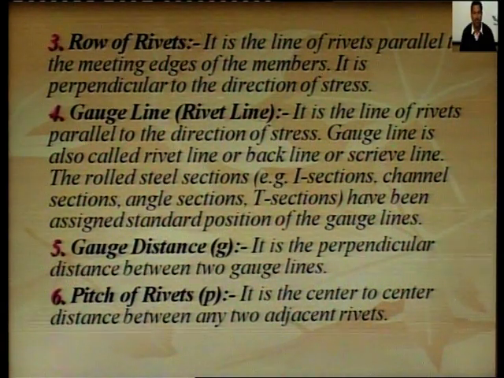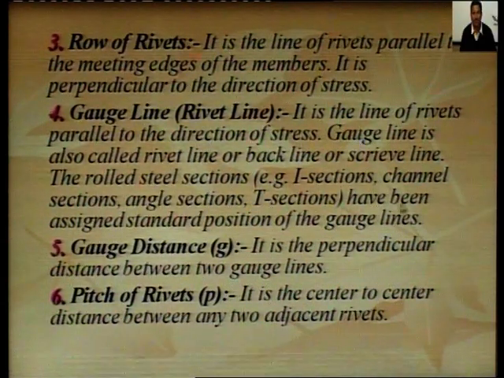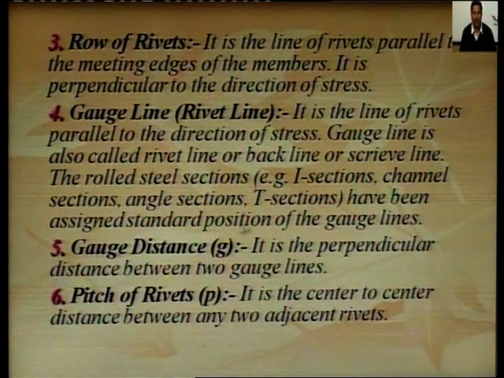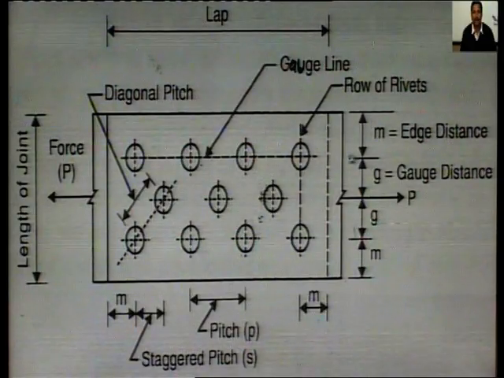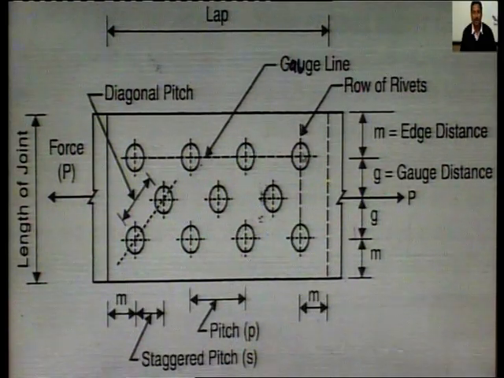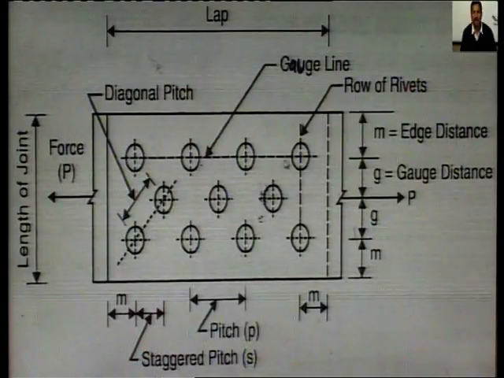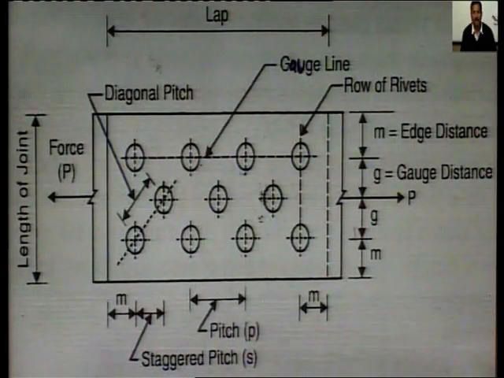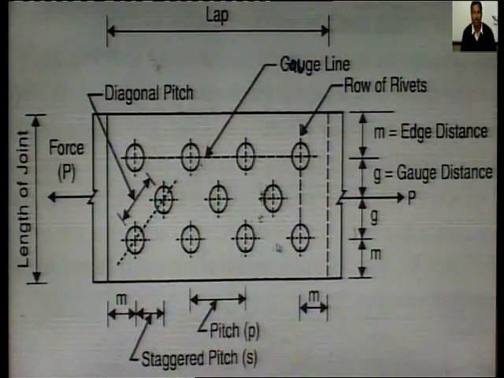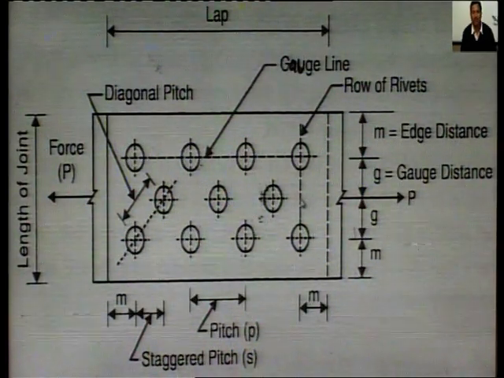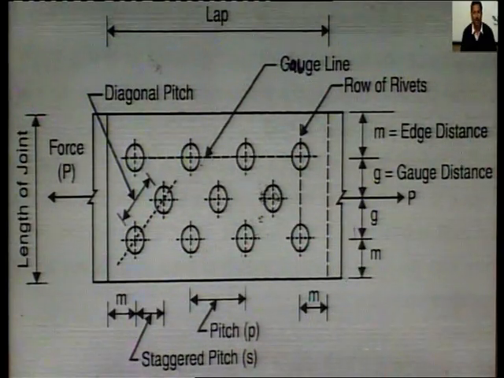The rolled steel sections, for example, I section, channel section, angle section, T section, have been assigned standard positions of the gauge line. So, the line of rivet which is parallel to the direction of stress is called gauge line. So, these are the gauge lines 1, 2, 3. So, this riveted connection consists of 3 gauge lines.